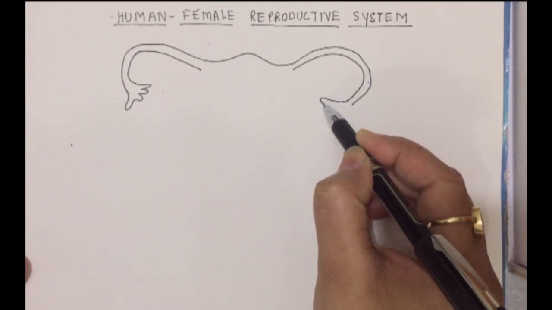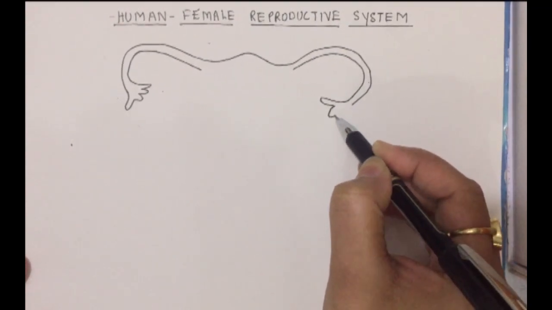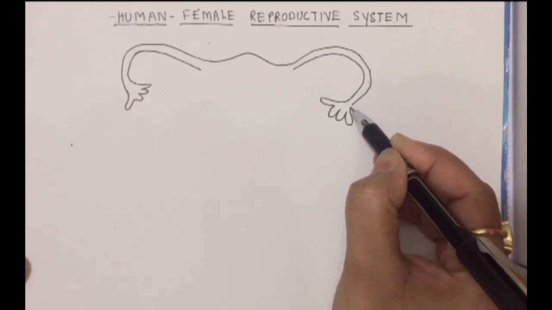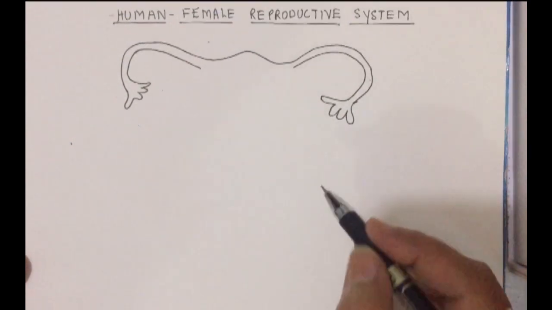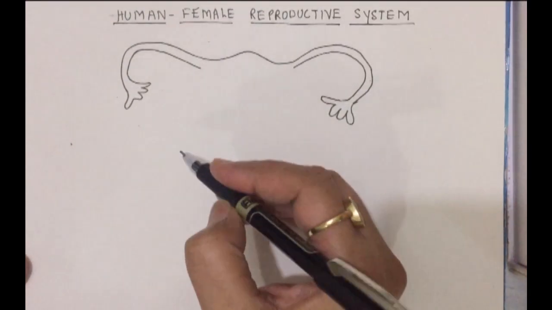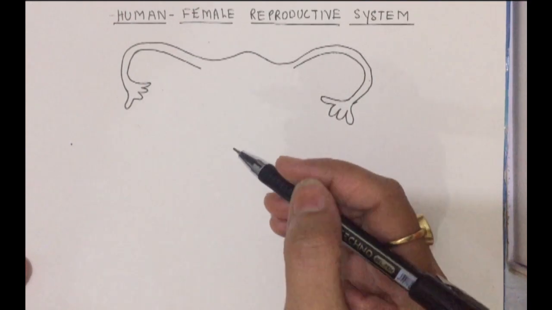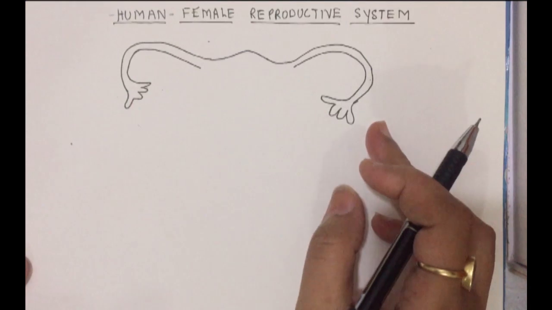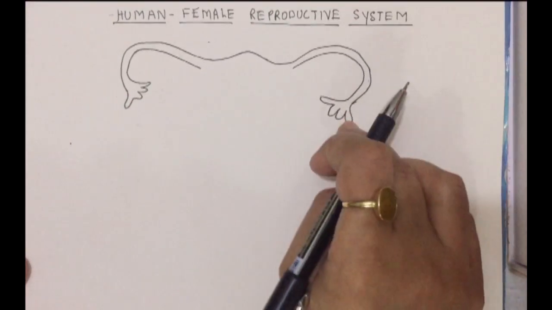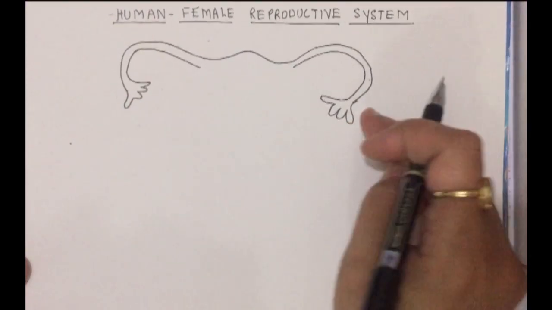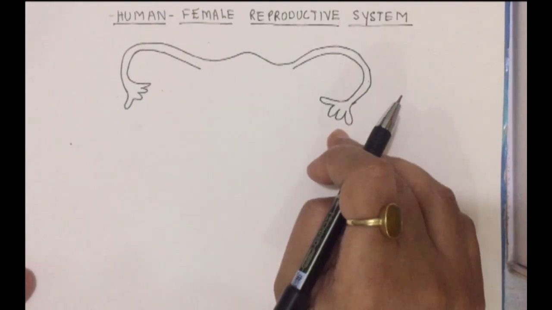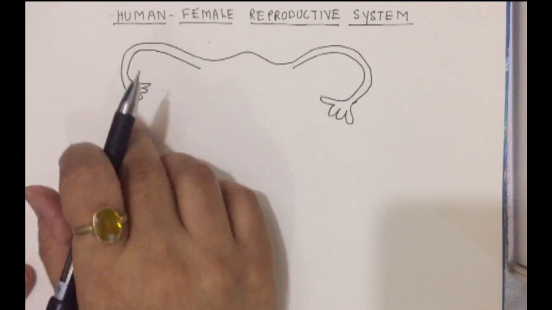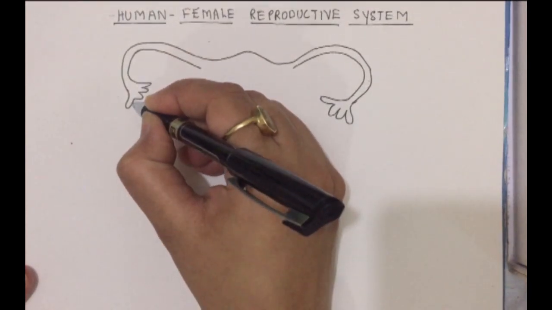Now oviducts take the ovule. We know that only one ovule is secreted every month. Rarely we see two ovules secreting. So every month one ovule is secreted from one ovary, alternately. If the right ovary is secreting the ovule in the current month, the next month the left ovary will be secreting the ovule.